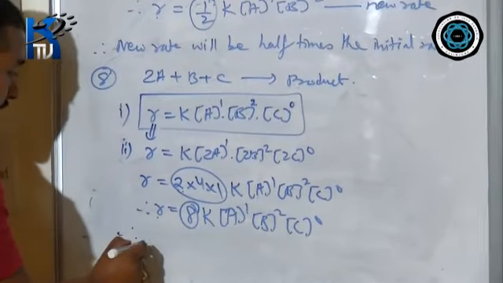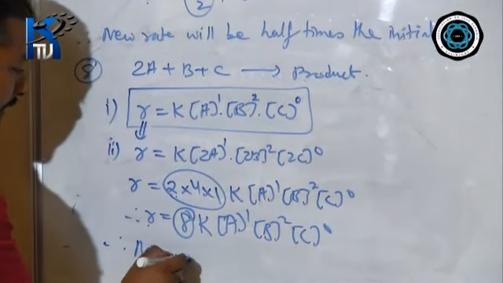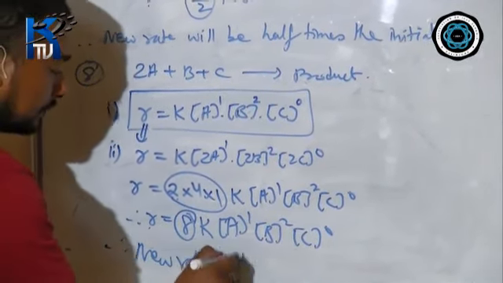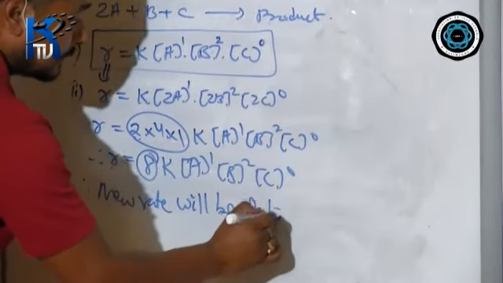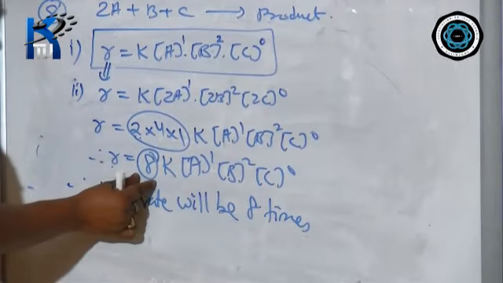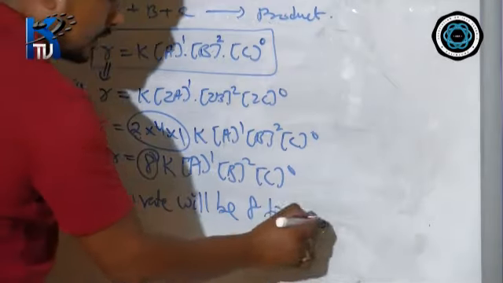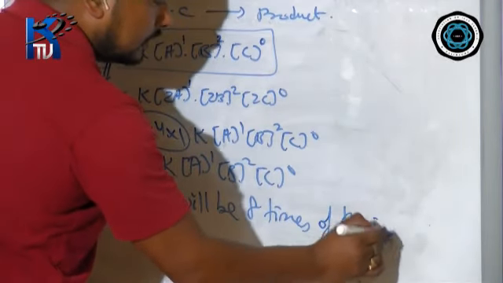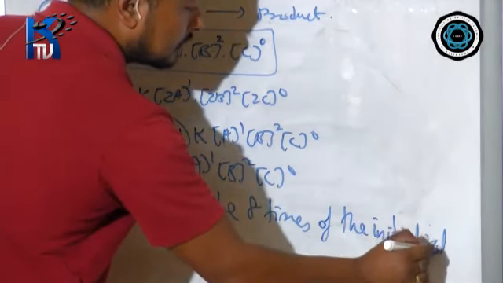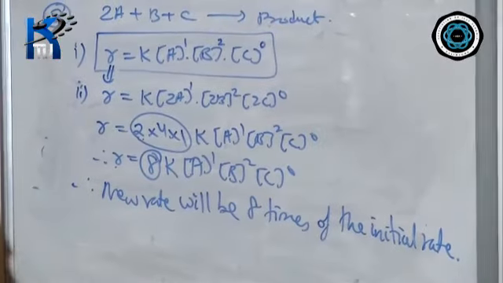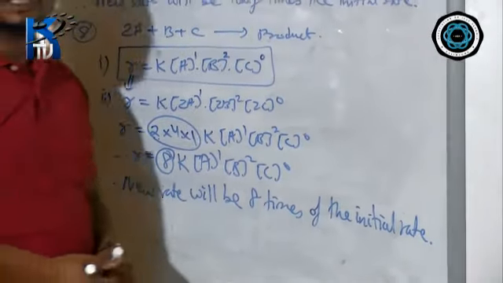So what will be the effect on rate? Therefore the new rate will be 8 times. You can see from here the new rate is going to become 8 times of the initial rate. So the new rate will be 8 times of the initial rate, and this is all about question number 8.